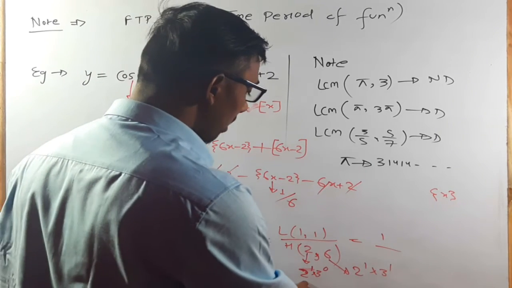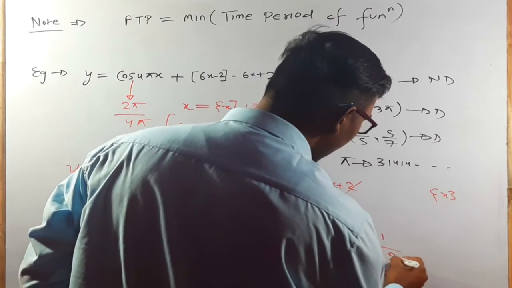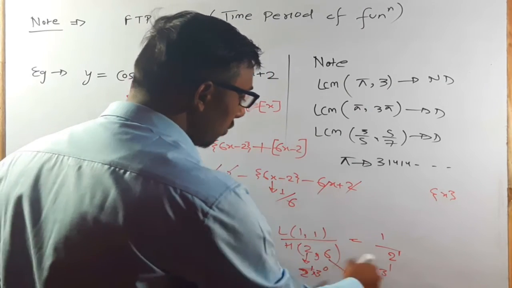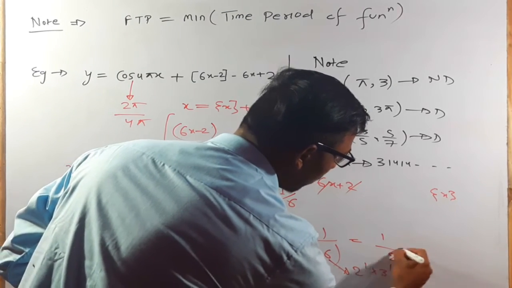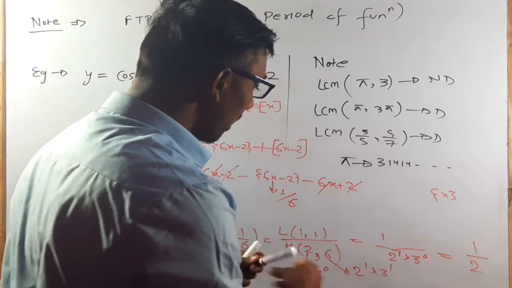So here, what is the minimum value of the power of 2? This is going to be 2 to the power 1. And here, what is the minimum value of the power of 3? That means 3 to the power 0. So 1 by 2 is the time period of this function. I hope it is clear.